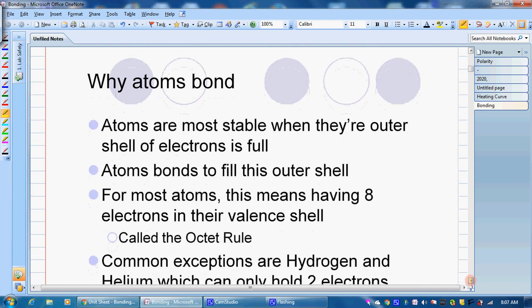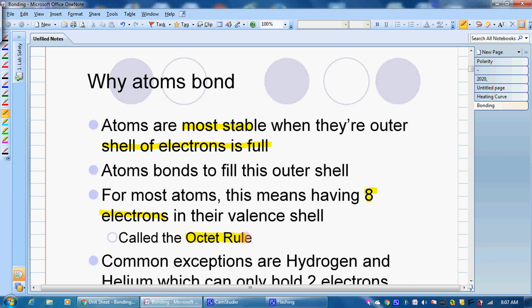So first of all, we need to understand what a bond is and why atoms come together to make a bond. It's because they want to be stable. They're most stable when their electron shell is full. We talked a lot about that last chapter. That always means that we're going to have 8 valence electrons. This means that we are following the octet rule.